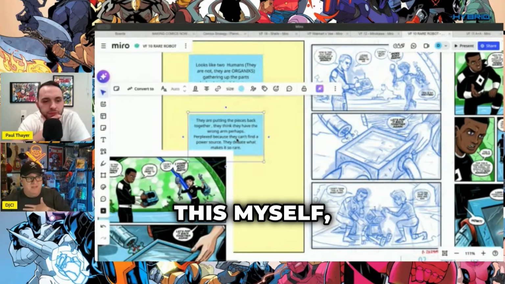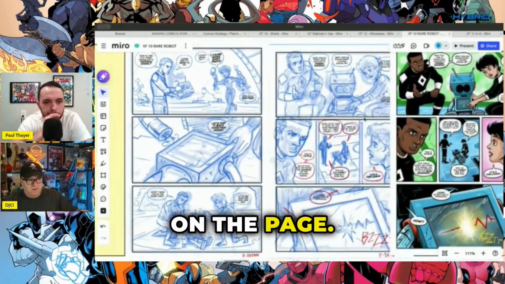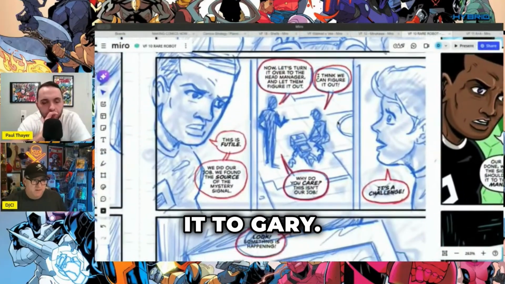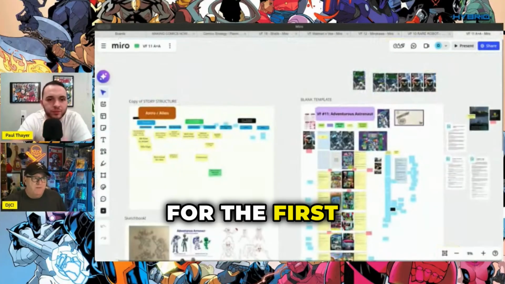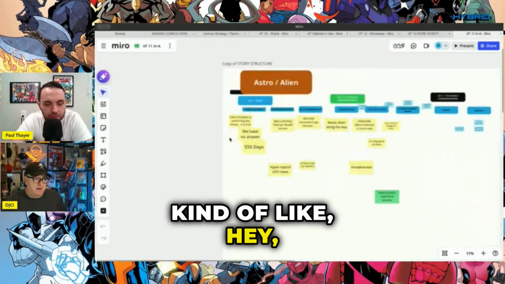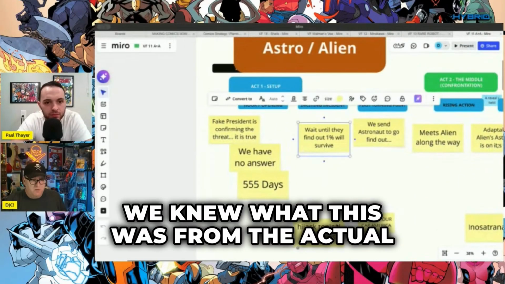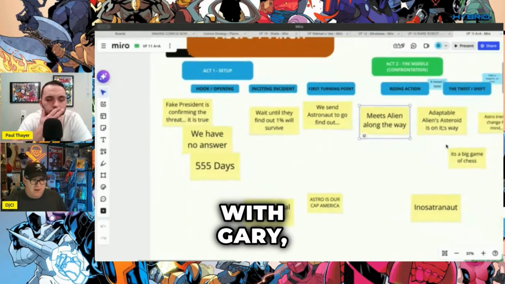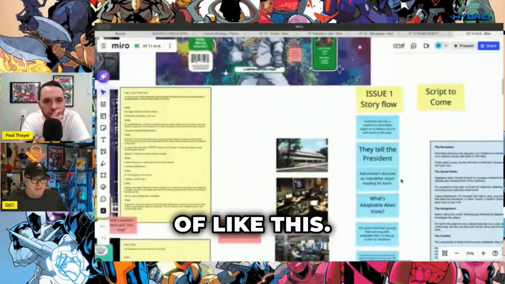Since I'm writing this myself, I do most of the writing directly on the page. So it'll look like this when I'm reading it to Gary. But something like Jim Rugg writing for the first time for another artist, he took the same kind of approach: we had the hook opening, the inciting incident. We knew what this was from the actual story summit we had with Gary. And then from those, the note cards happen kind of like this.